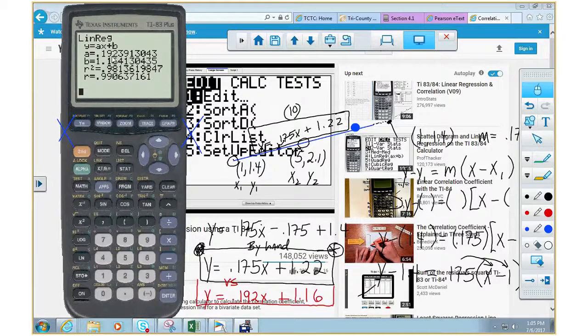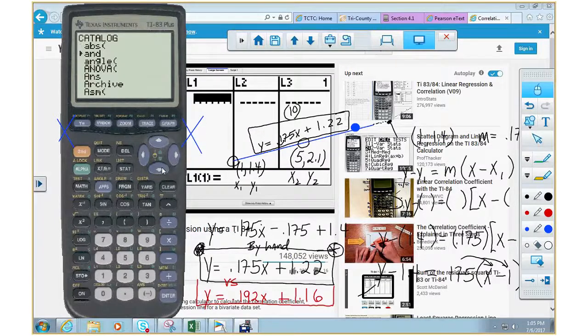Catalog. Go back to catalog. Try to turn it on again. Make sure it's on. Second, catalog. And type in D. No, it's not going to go to D. You have to go down to D. Diagnostic on. And enter. And now stat, calculate, linear regression ax plus b, second 1, comma, second 2.